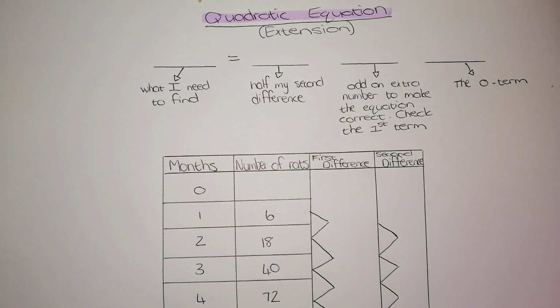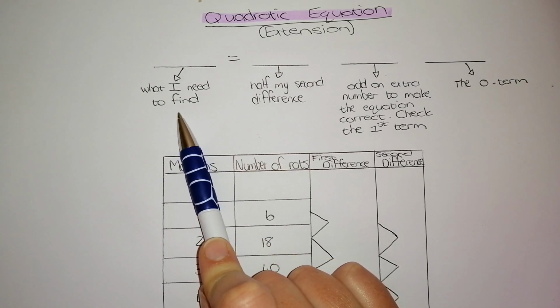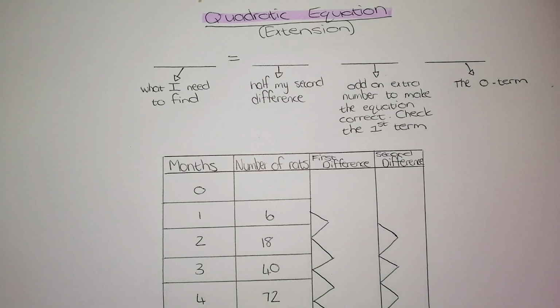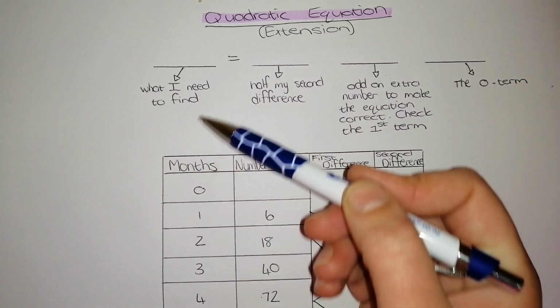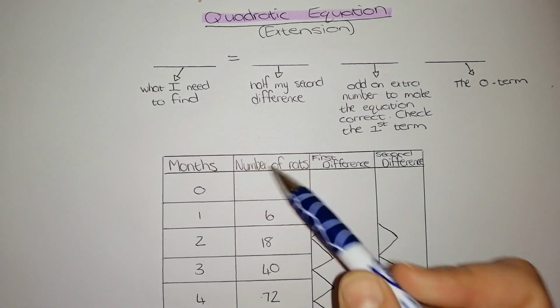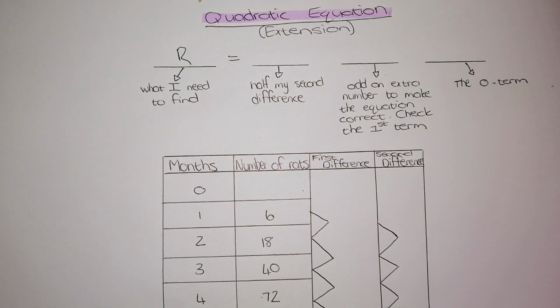Let's quickly recap how to find the first three that we already know. The first one on the left-hand side of my equal sign is what I need to find. When I work out what I need to find, it is always the number that I need to work out. So in this case, it is rats. So I'm going to start my equation with an R equals.